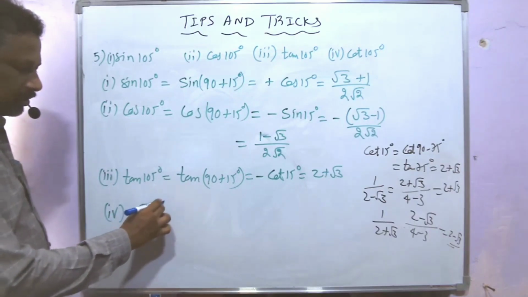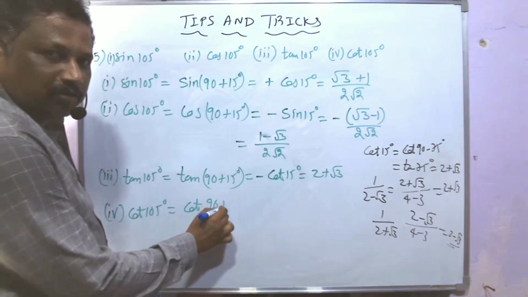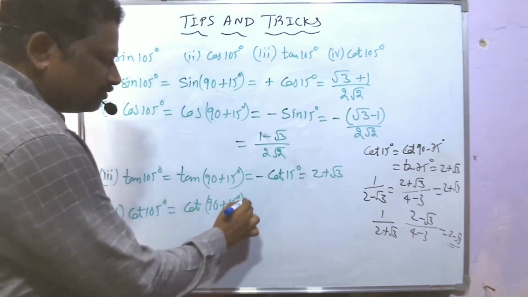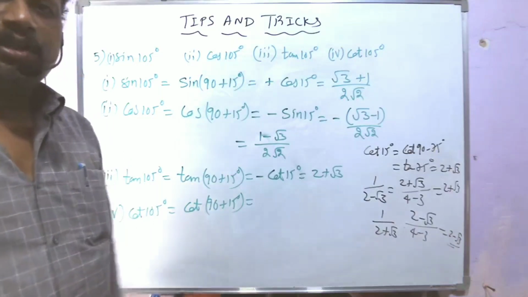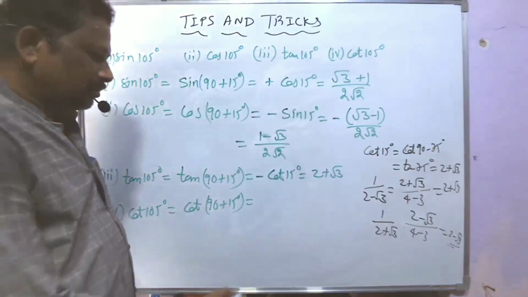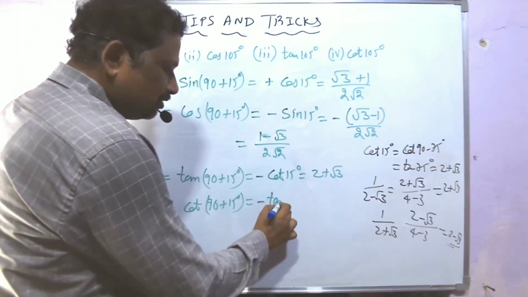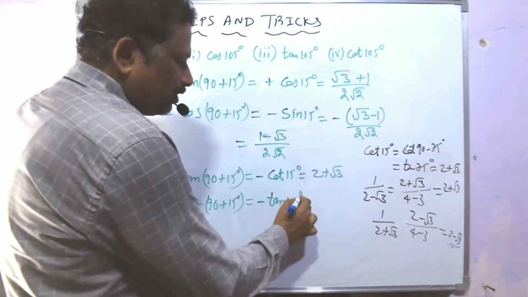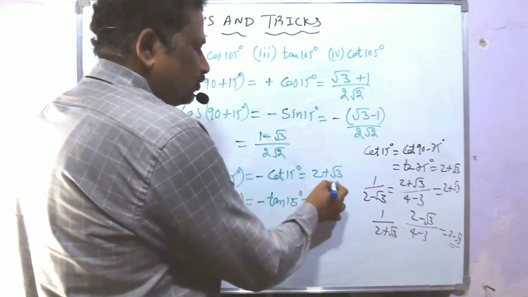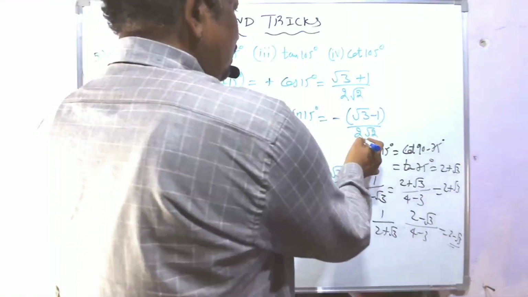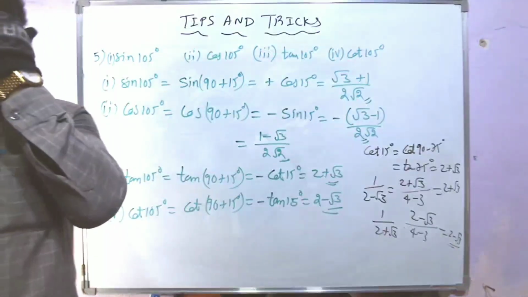Next, the final one, cot 105 degrees. It can be written as cot (90 plus 15) degrees. So it also falls in the second quadrant. Cot is not positive there; only sine and cosecant are positive. So minus will come. It is operating on the y-axis, so cot changes to tan 15 degrees. Tan 15 degrees value is 2 minus root 3. So these are the results. Okay? Note.